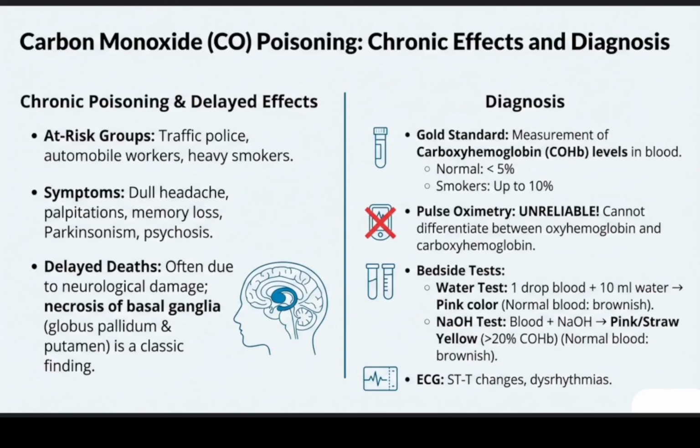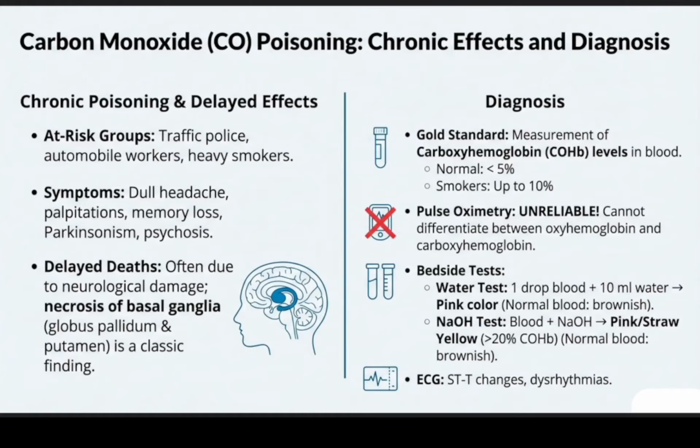See, at-risk groups, who are the people who are at risk? Traffic police, then automobile workers, heavy smokers, these are the ones, because they combust the gas, it is going to come out, right? So what are the symptoms? Dull headache, palpitations, memory loss, Parkinsonism, as well as psychosis.